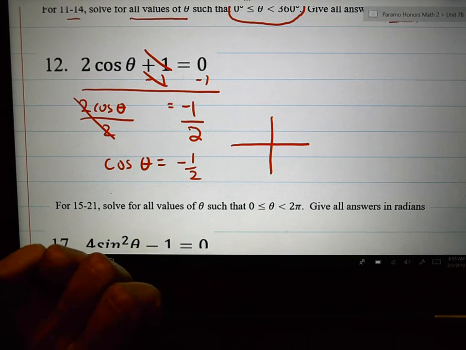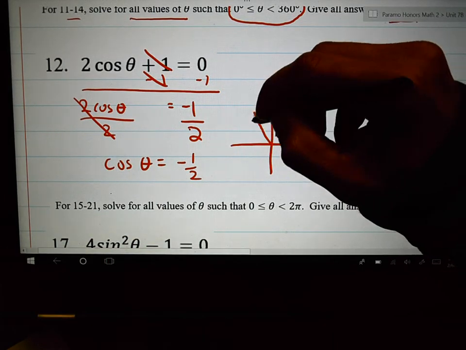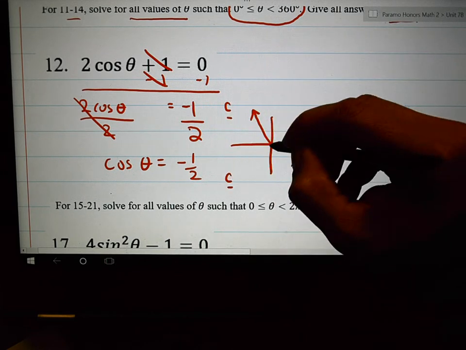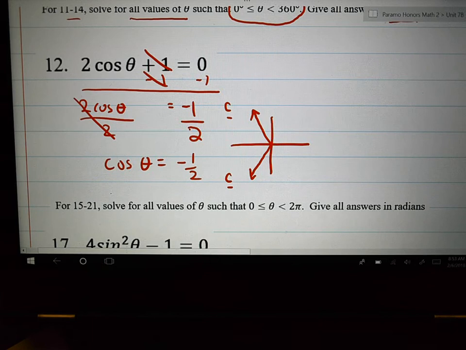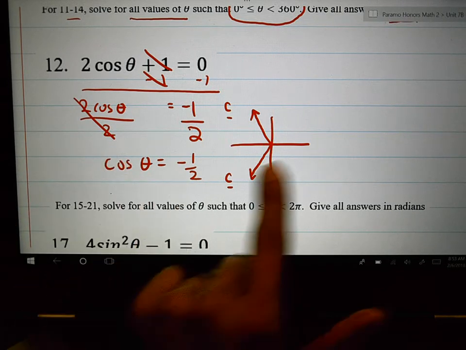2 and 3. So there's a possibility of a cosine being negative here, and there's a possibility of a cosine being negative here. My 2 terminating rays must be in quadrants 2 and 3 because that's the place where cosine is negative. If this was a positive 1/2, I would draw it in 1 and 4.